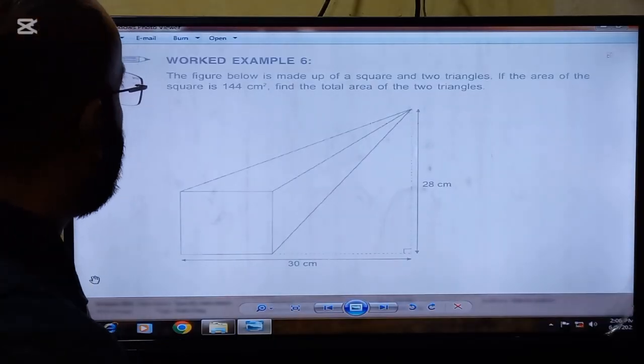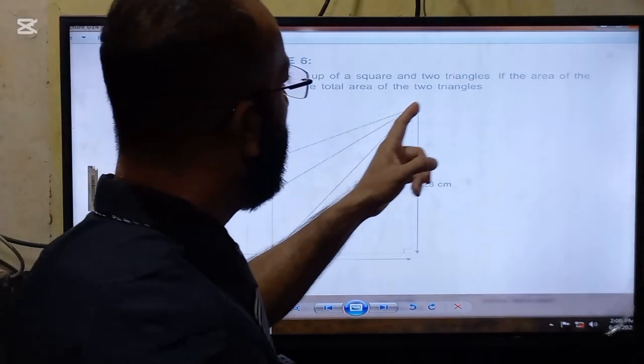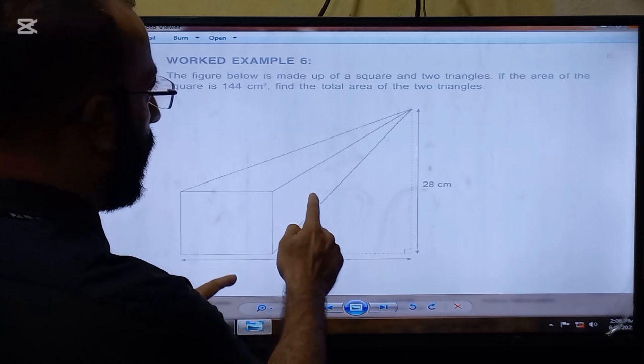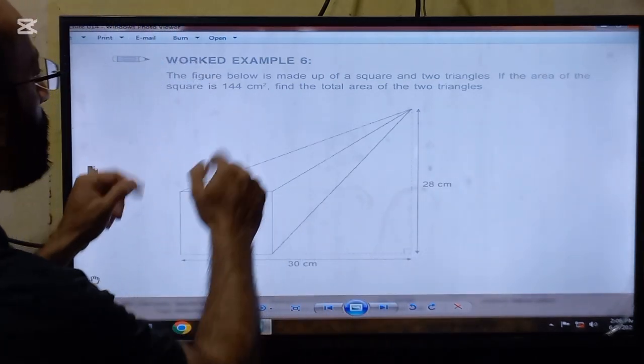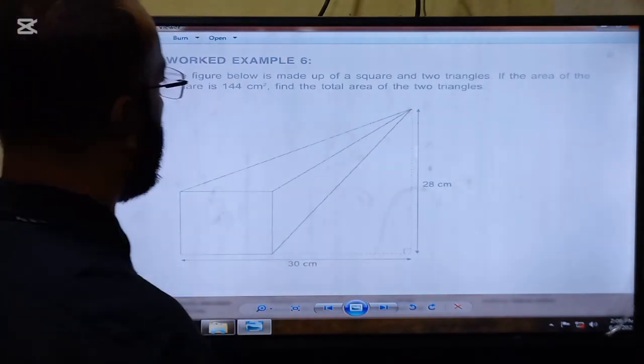Here is another question having this statement: the figure below is made up of a square and two triangles. So this is the square, and this is triangle 1 and triangle 2. If the area of the square is 144 centimeter square, find the total area of the two triangles.